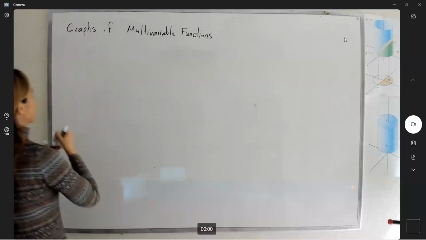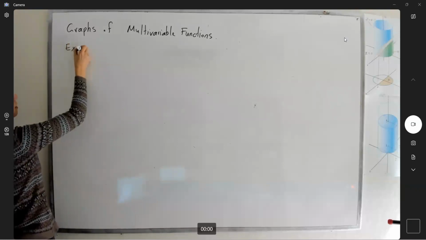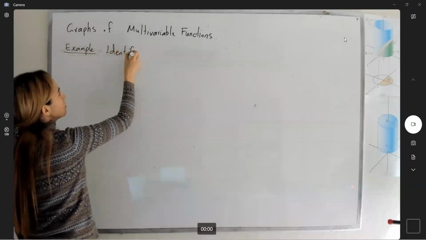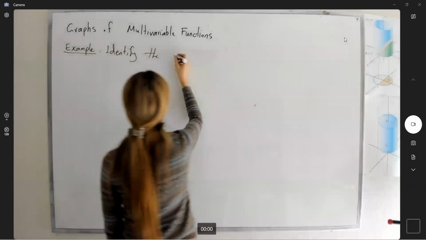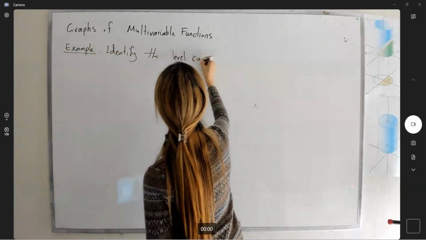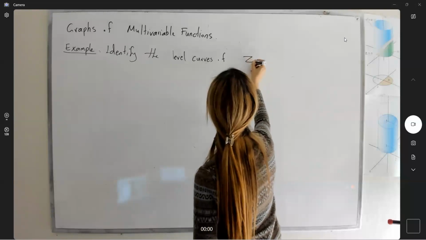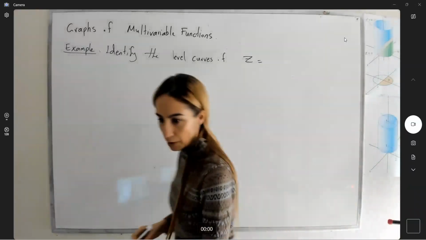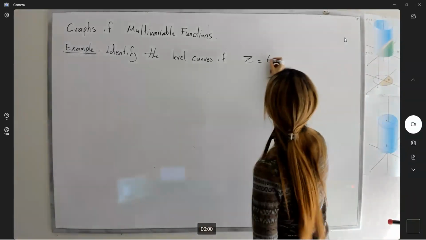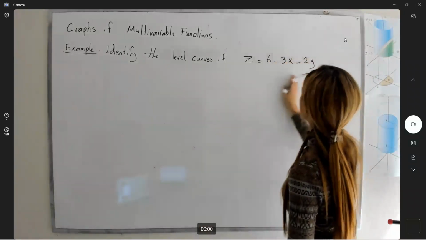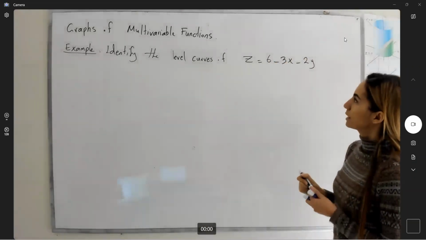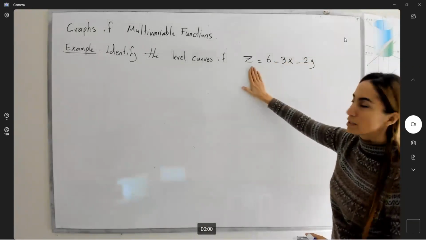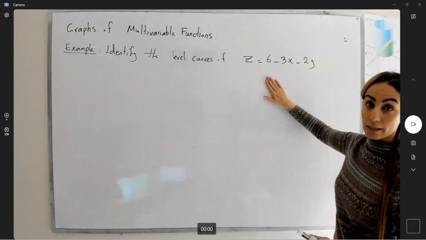So take a look at this example. This example says, identify the level curves of z equals 6 minus 3x minus 2y. Let's take a look at the note. Okay, very good. Again, from Math 1C elementary calculus, you identify this guy as a plane in space.